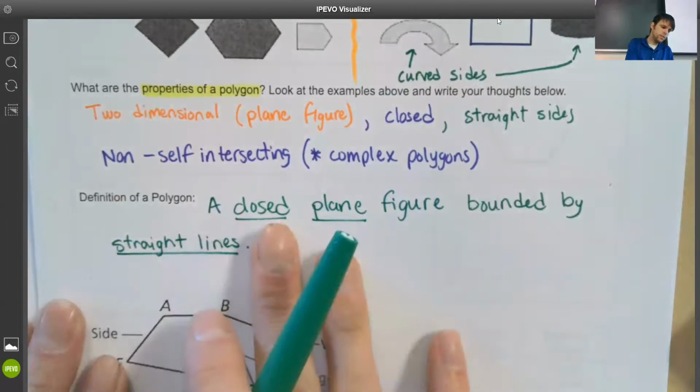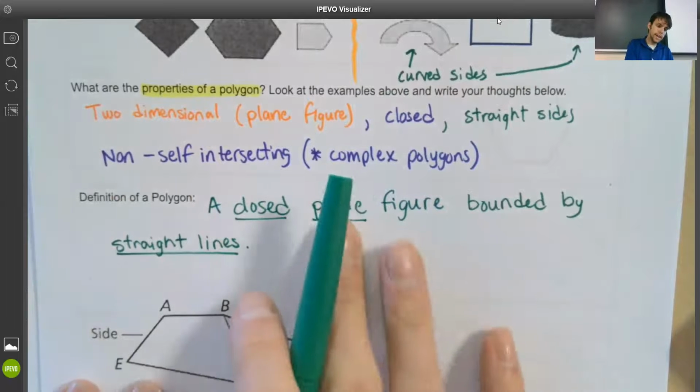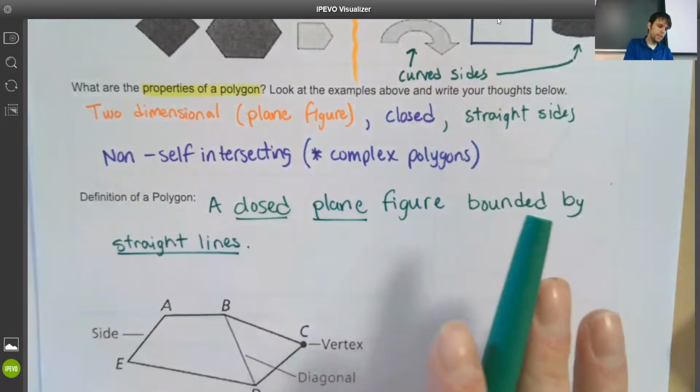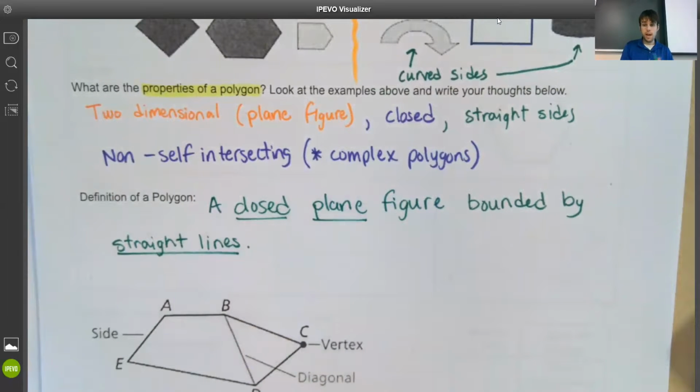So a closed plane figure, two-dimensional, that's bounded by straight lines. Now, what precisely is the polygon? Is it the line segments? Is it the inside? What is it? And kind of the answer is all of those things.